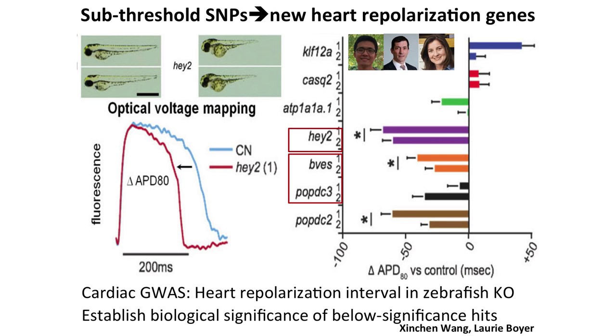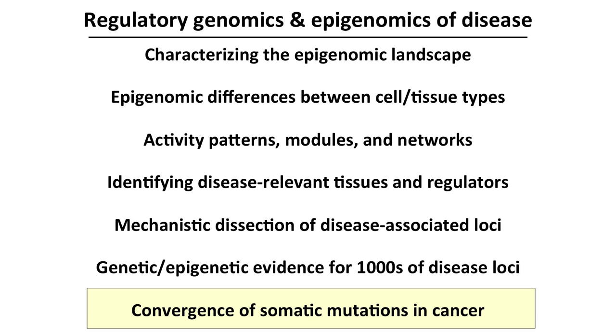And he showed that indeed, for three of the seven loci that he tested, the neighboring genes, in fact, showed a dramatic difference in repolarization duration when perturbed in vivo. So that suggests that, again, these below-significance variants are, in fact, very strongly associated.